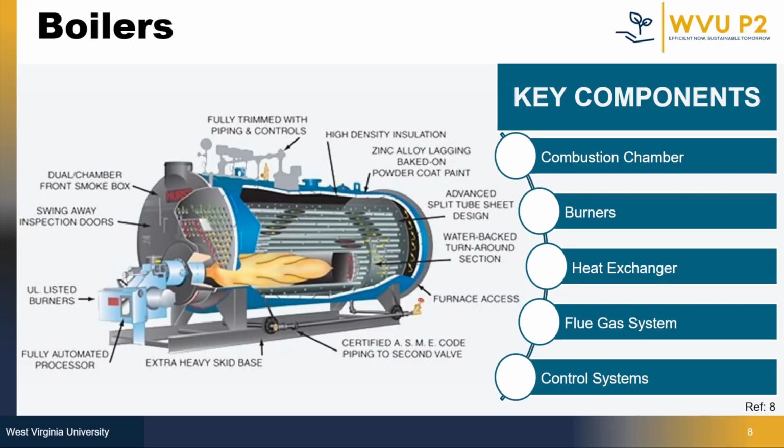The heat produced then passes through a heat exchanger where it's transferred to water, which produces hot water or steam, and to a heat transfer fluid depending on the application. The exhaust gases are carried out through the flue gas system, while a control system, especially in modern boilers, keeps everything running safely and efficiently.